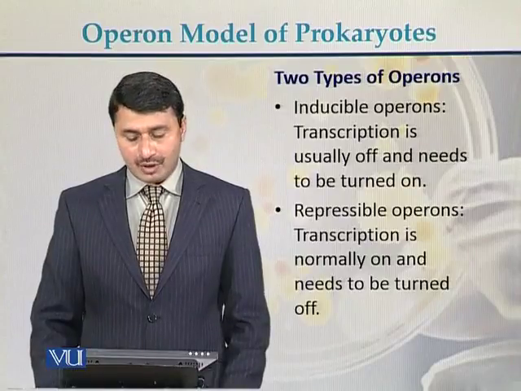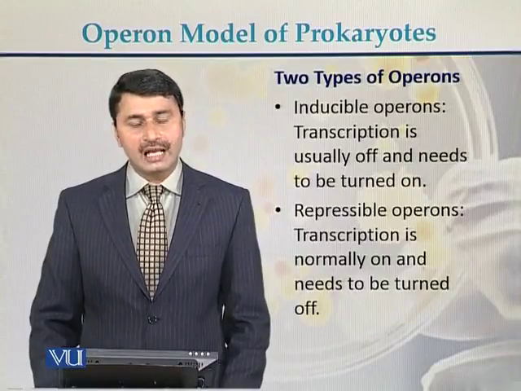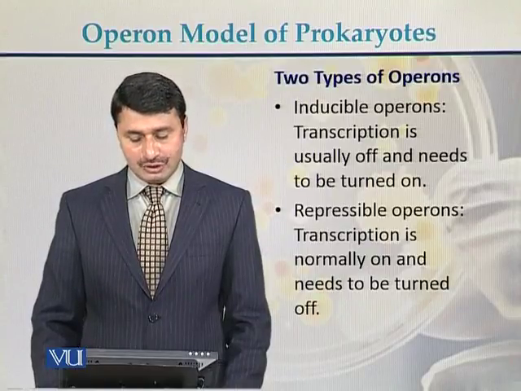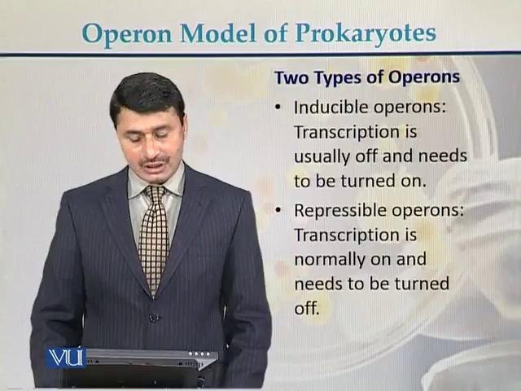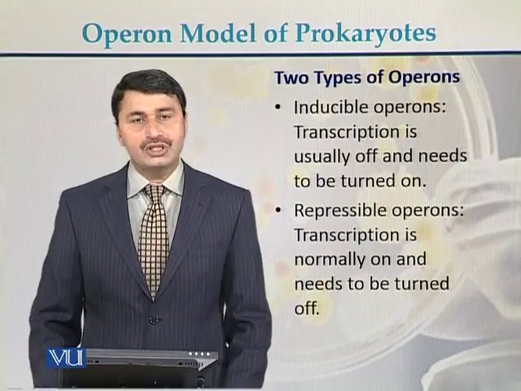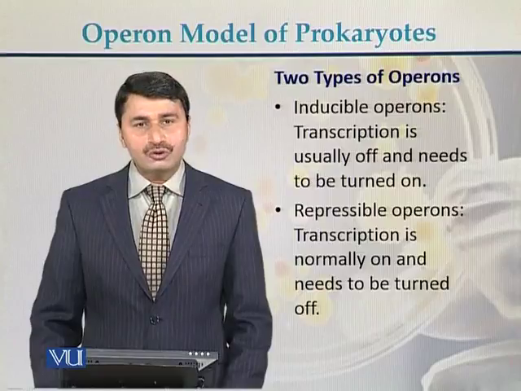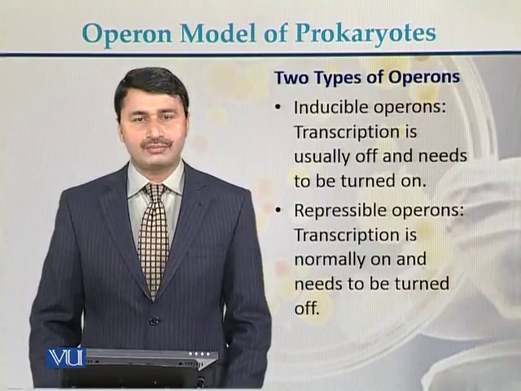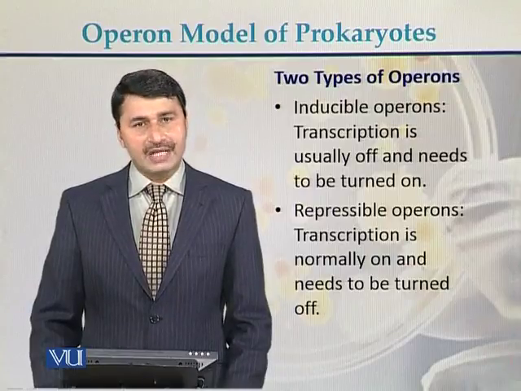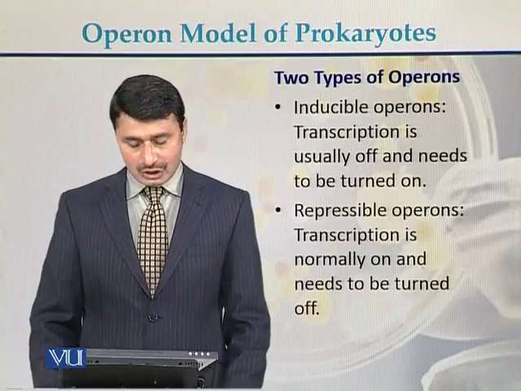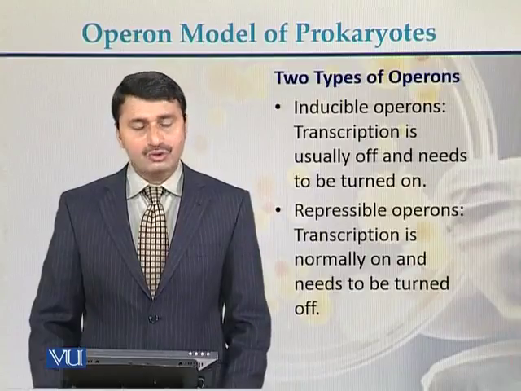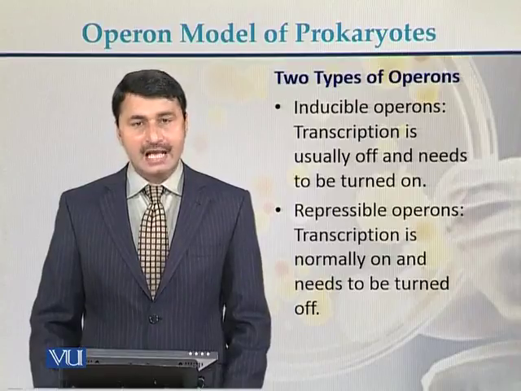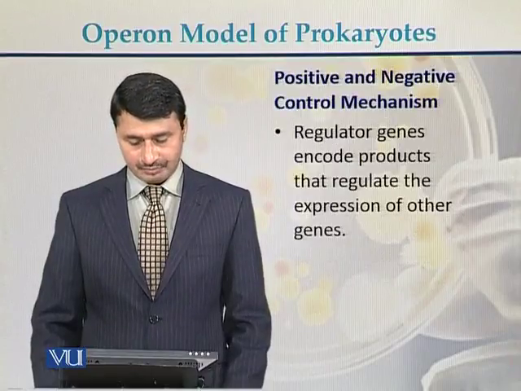There are two types of operons. One is called inducible operons, in which transcription is initially off and needs to be turned on. To induce the transcription, that is the reason it is called an inducible system. While in the case of repressible systems, transcription is normally on and needs to be turned off. That is the reason it is called a repressible system.